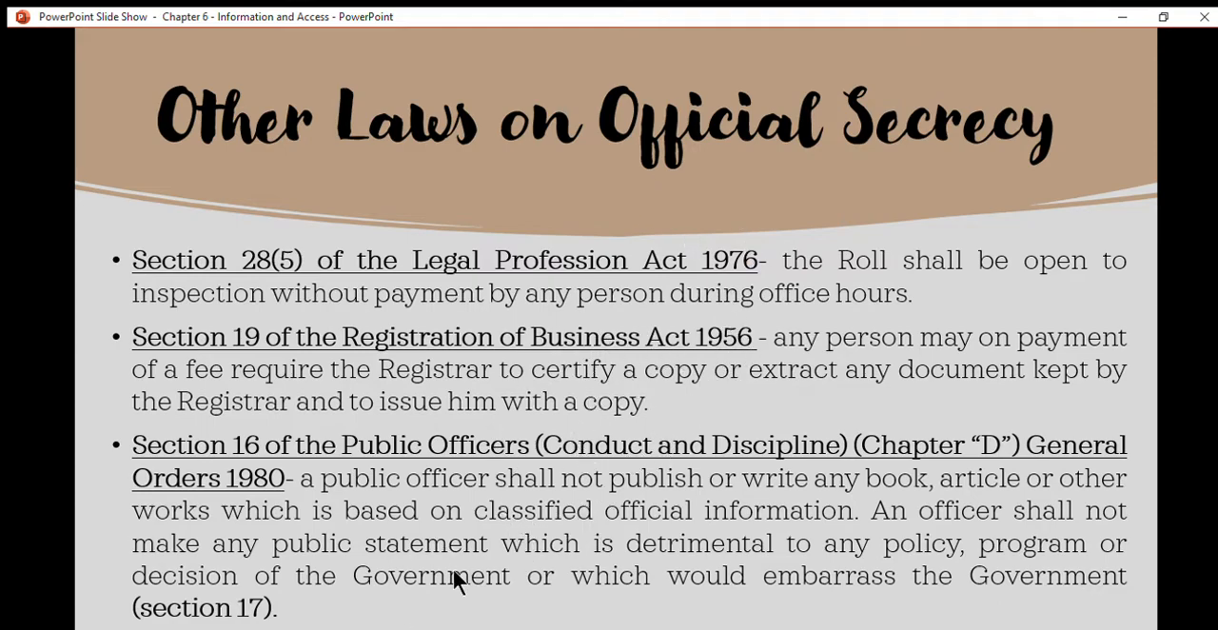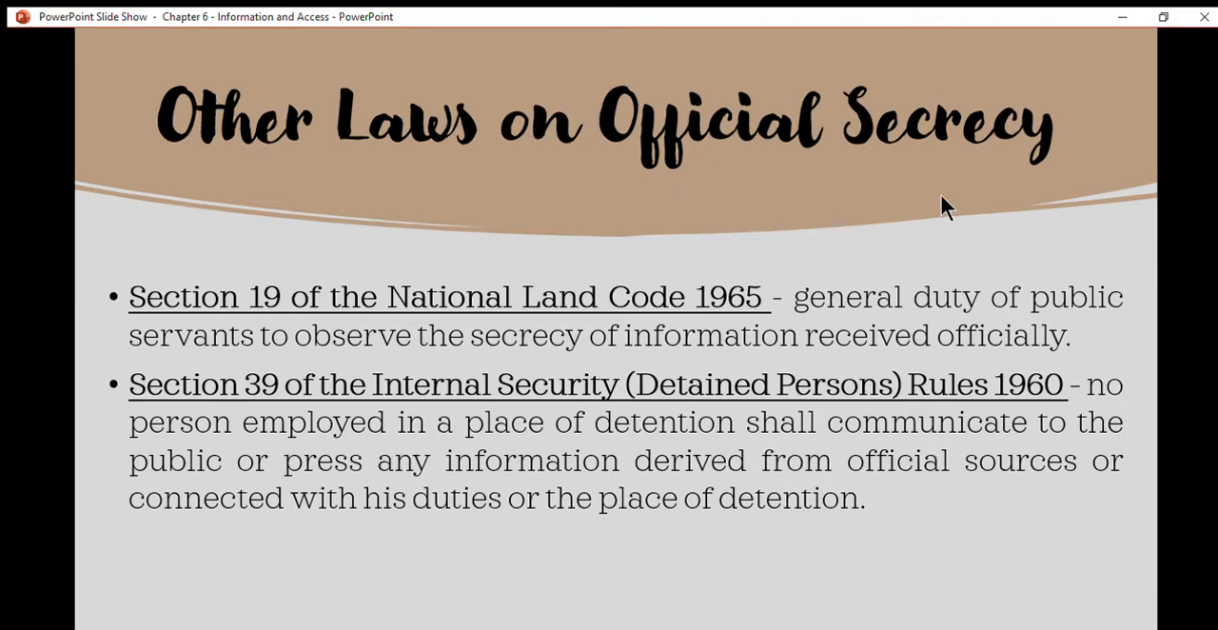Okay, and other laws as well. Later you may read them.